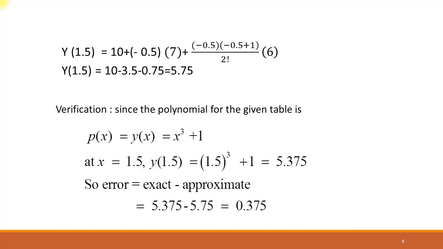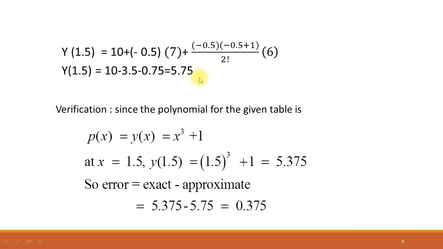Since the function for the given table is y of x equal to x cube plus 1, put the value of x equal to 1.5 in this function. Putting the value x equal to 1.5, whole cube plus 1, we get 5.375. This is the exact value of y at x equal to 1.5, and this is the approximated value of y at x equal to 1.5, which we obtained by using Newton backward differences formula, 5.75.